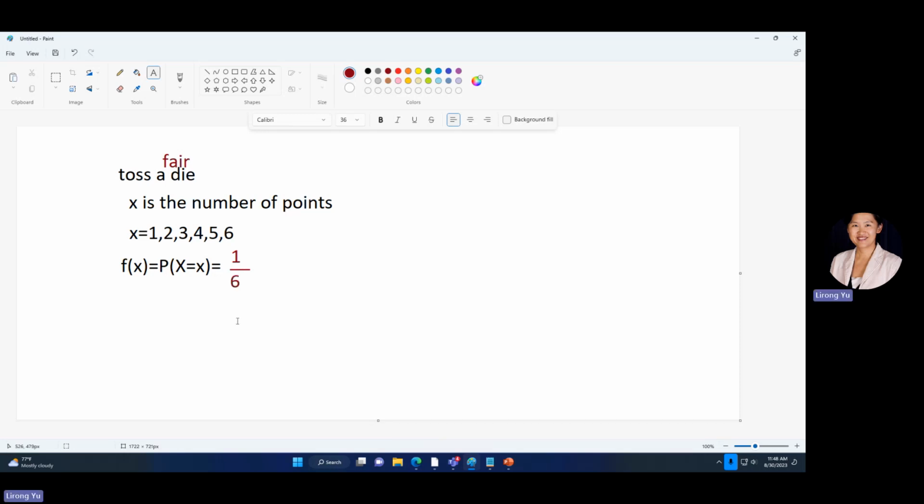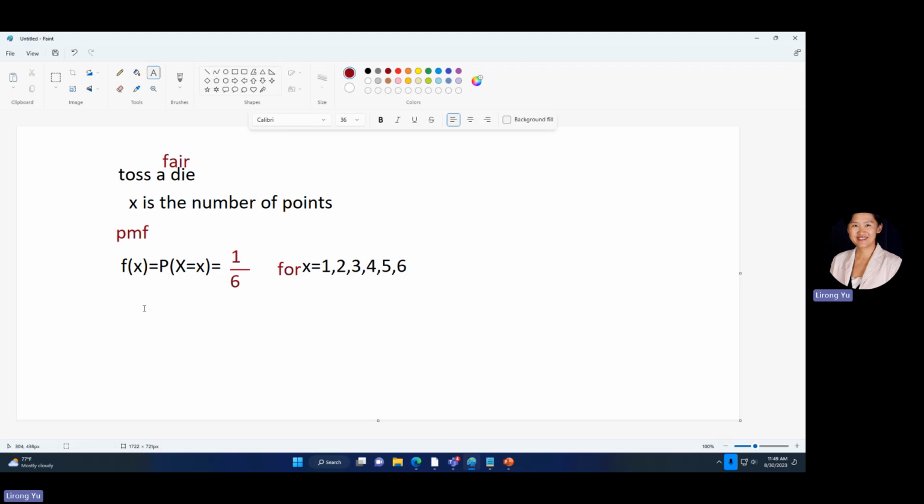So that's true for all x values. Meaning the probability mass function equals this for all the possible x values. So x equal to 1, probability f of 1 equal to 1/6, f of 2 equal to 1/6, and so on. And this is using function notation to define the probability mass function. So this is an example of the probability mass function for X.